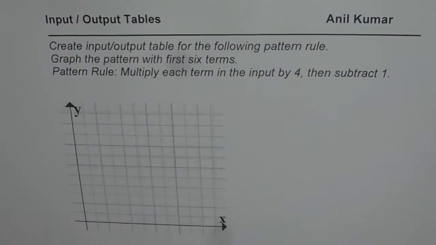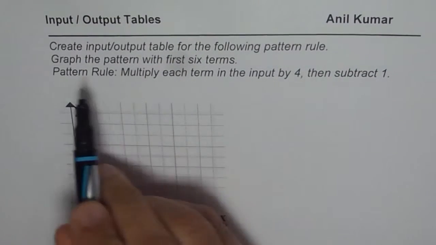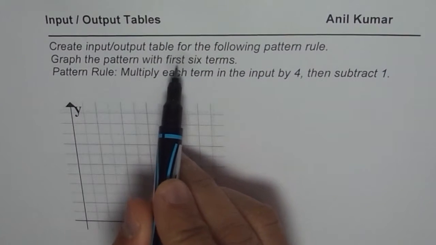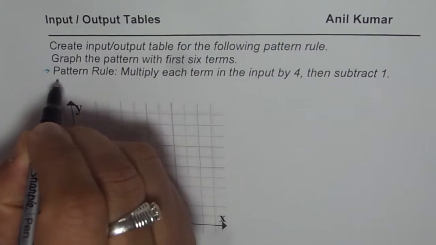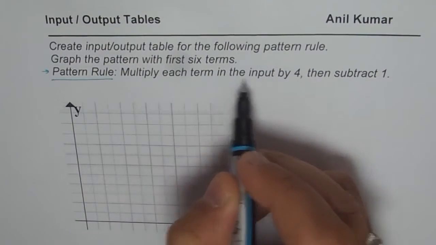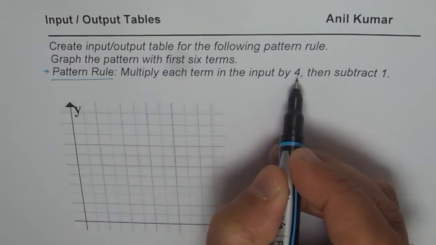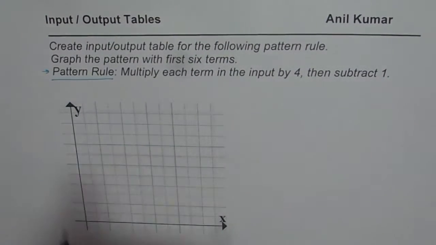The question here is, create an input-output table for the given pattern rule. Graph the pattern with the first 6 terms, and I've given the pattern rule here. The pattern rule is: multiply each term in the input by 4, then subtract 1. So that is the pattern rule for us. Let's get back to the question.